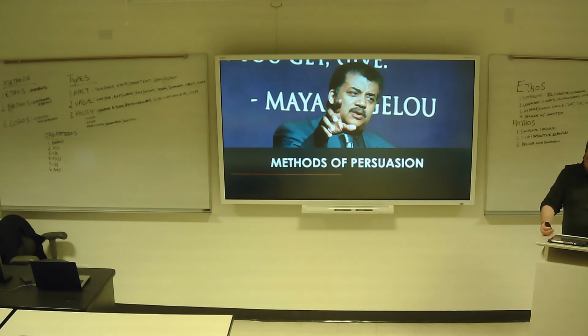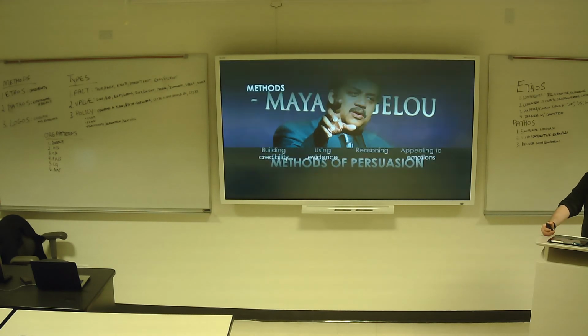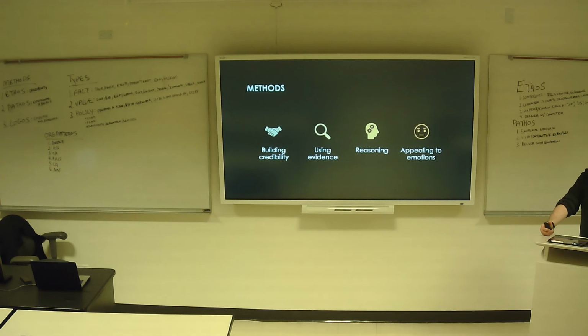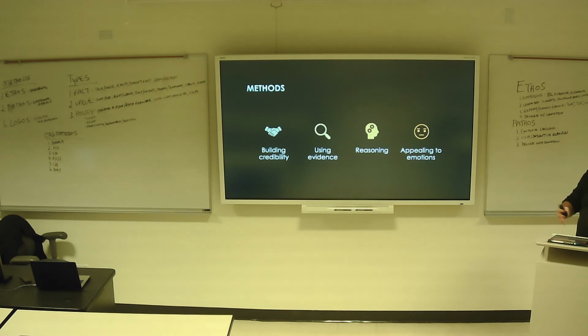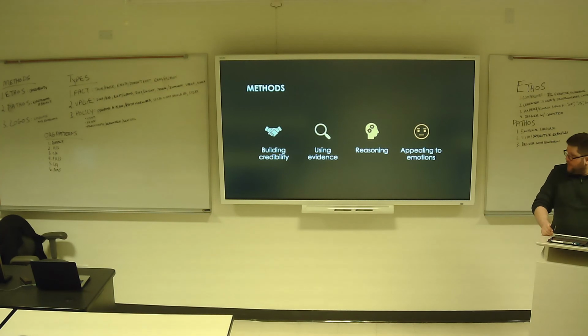So scholars generally agree that listeners are persuaded for essentially one of four reasons, if not all four reasons. The first is because the speaker has high credibility. And with that credibility, the audience is then persuaded to listen to and believe the speaker. This credibility is what Aristotle would call ethos.